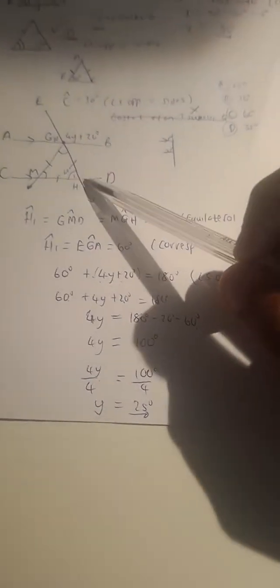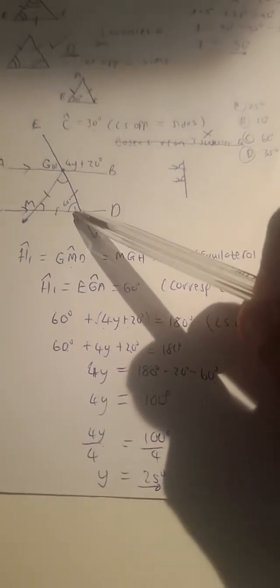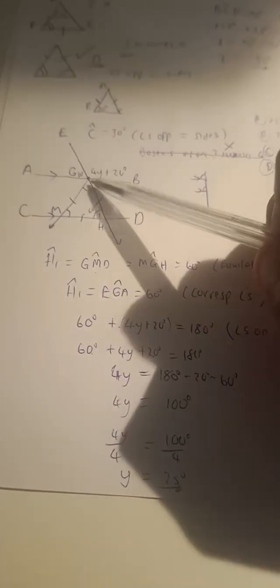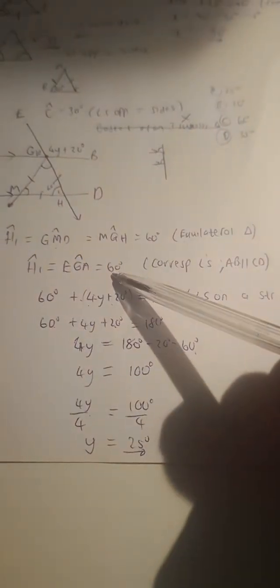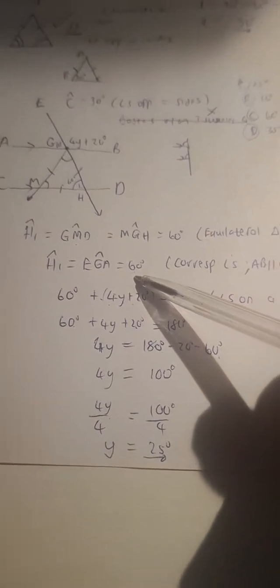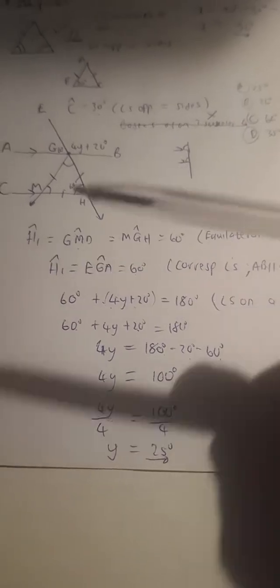Anyway, after finding that angle H1 is equal to angle EGA, we must be specific. Angle EGA, we can say angle AGE. That's 60 degrees. That is very important. I'm busy explaining that, so let me start again.